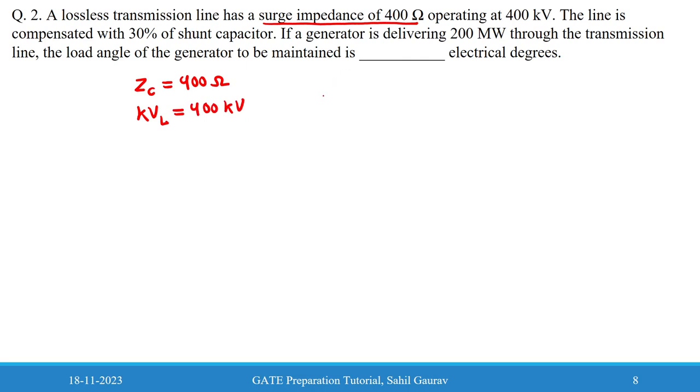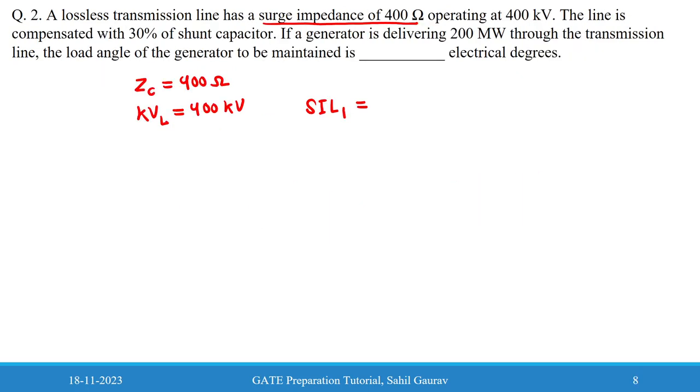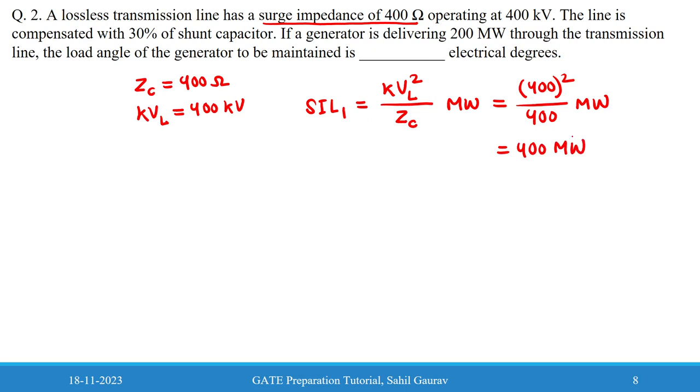So first we will find the surge impedance loading one, that is without compensation. Here we know the expression kV square divided by ZC in megawatt. So this will be 400 square divided by 400, and it will come as 400 megawatt. This is the surge impedance loading without compensation.